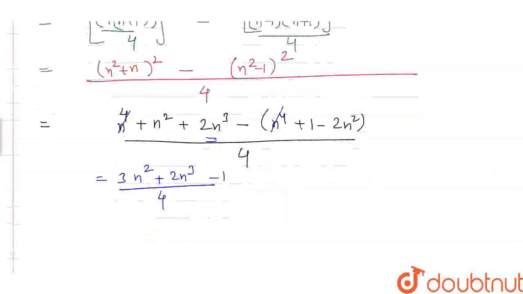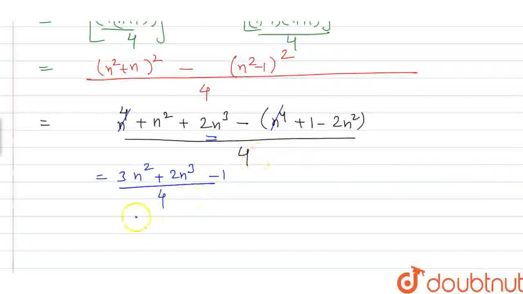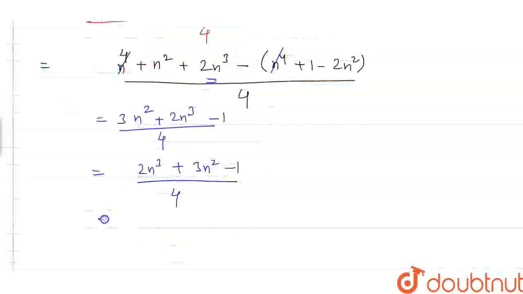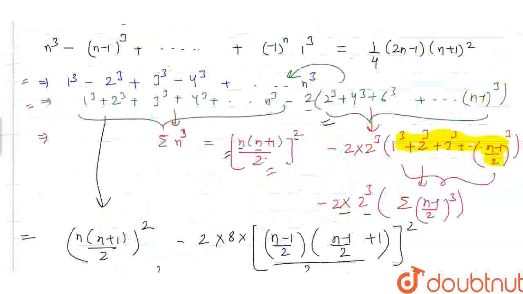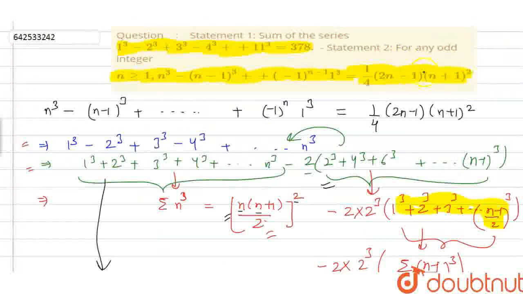Now we have to just simplify the value of this expression further. So for that, we can write this as 2n cube plus 3n square minus 1, divided by 4, right? And this is equal to (2n−1)(n+1) whole square divided by 4, right? So let us check the second statement. This is basically (2n−1)(n+1) whole square by 4. So we can say that the second statement is true.